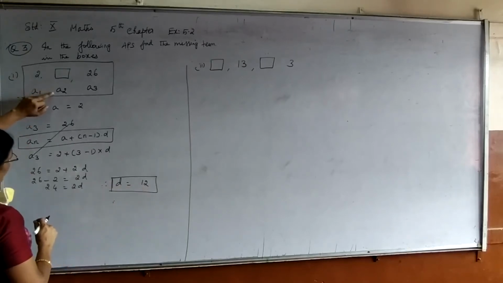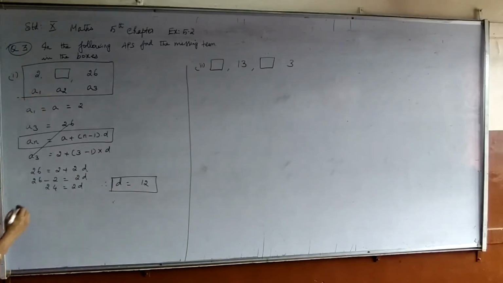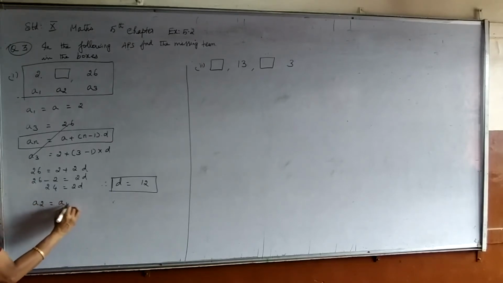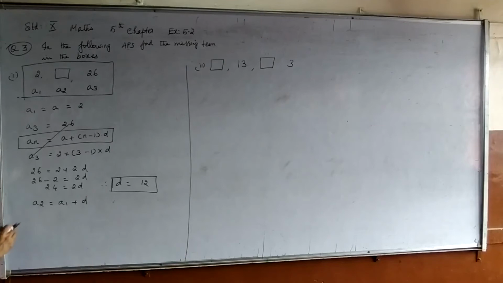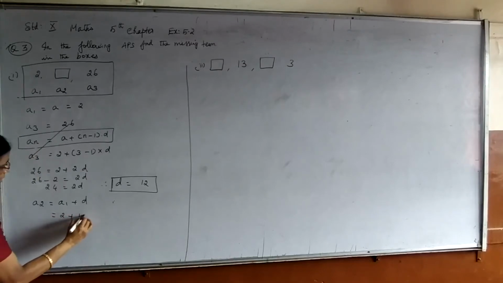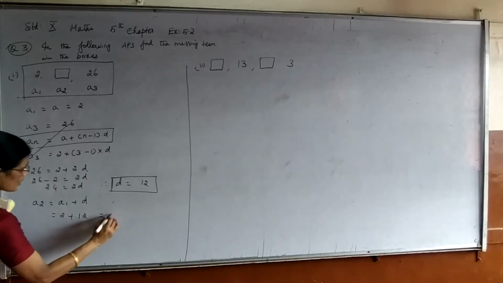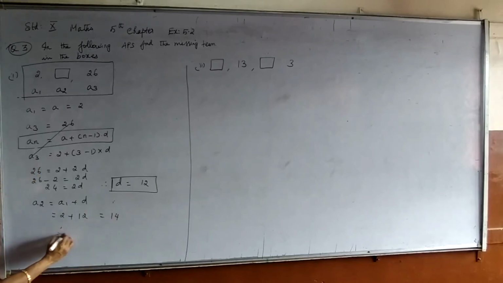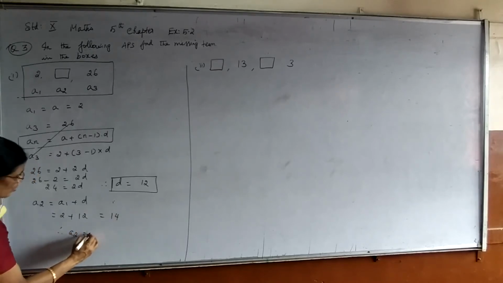Now what we have to find out? We have to find out a2. a2 is equal to a1 plus d. You can use the shortcut. Or if you want, again you can go back to an formula also. What is a1? a1 is 2. d is equal to 12, which is equal to 14. Therefore, a2 is equal to 14.